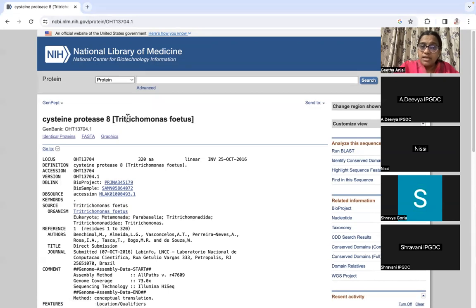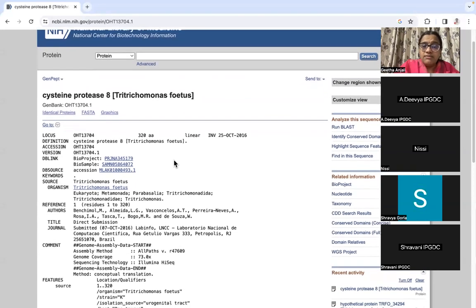The organism is Trichomonas fetus. It is also called Trichomonas. Both are the same. If you scroll down the page, you can see very clearly that it has 320 amino acids.